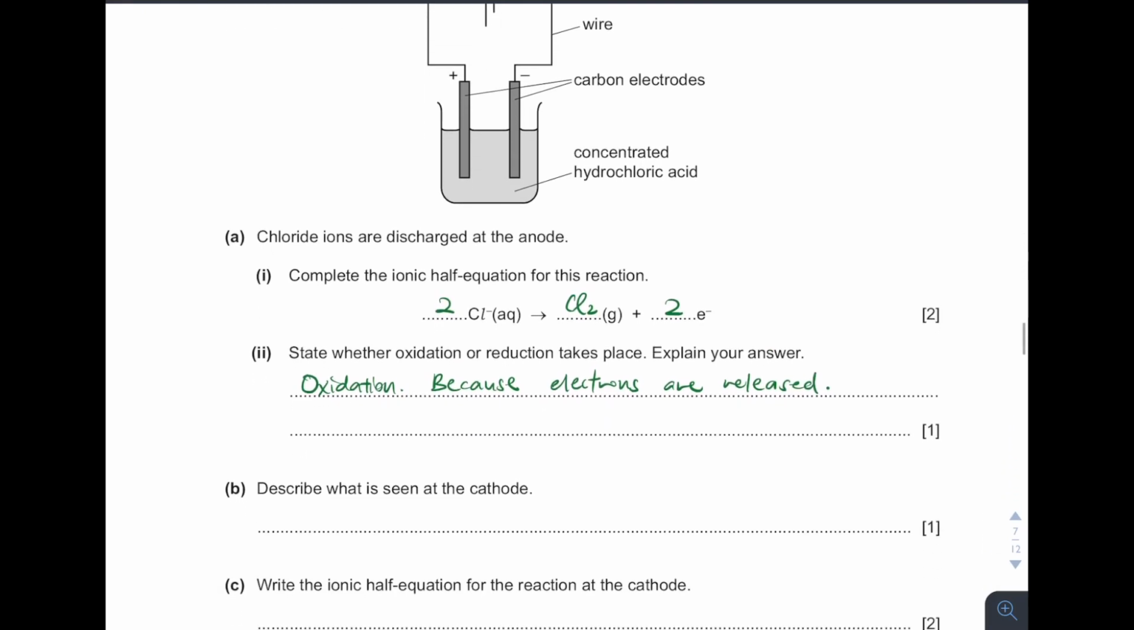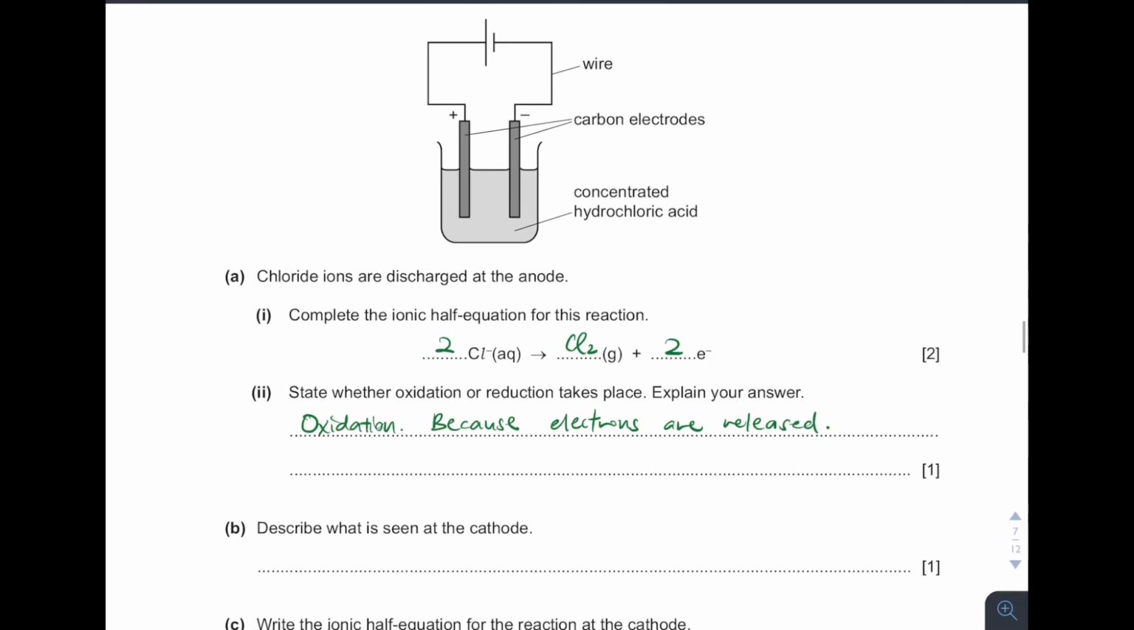Next one, what are the observations at the cathode? Before we go into this, first you need to know which ions get selected to be discharged at the anode and cathode. First, what are the ions present in this electrolyte? Concentrated hydrochloric acid, so they are hydrogen, chloride, hydrogen, and hydroxide ions in aqueous solution. So it contains water molecules. Positive ions will always get attracted to the cathode.